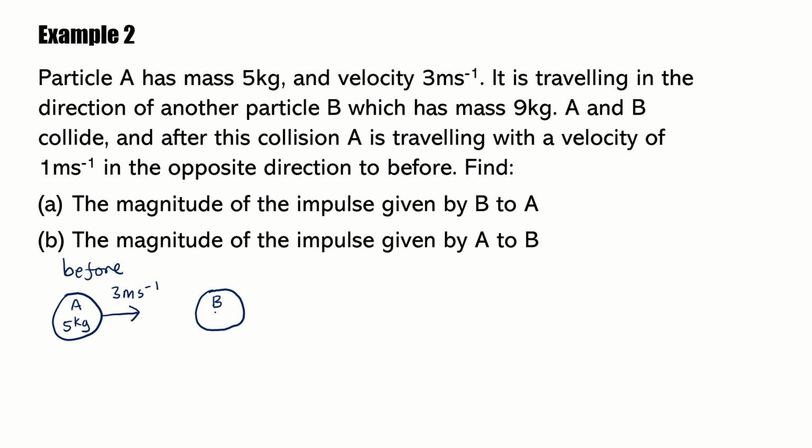Particle B has a mass of 9 kilograms, marking that on there. A and B collide, and after this collision, so then doing a diagram for that, we're going to have A again, and A is travelling with a velocity of 1 meter per second in the opposite direction to what it was going in before. So now the velocity is that way. Cool. Right then, so that's what the diagram's doing. Again, I'm going to start by deciding my positive direction, which is this.